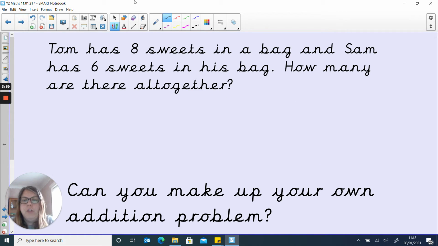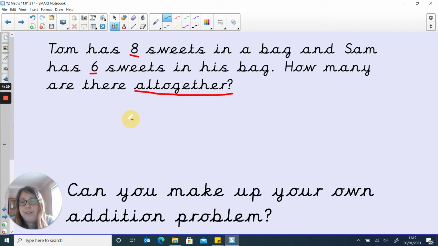Next one then. Tom has 8 sweets in a bag, and Sam has 6 sweets in his bag. How many are there altogether? Again, it's that word altogether, isn't it? If I underline that, it means we need to work it out all together, bringing both numbers together. So our number is 8 and our other number is 6, because they're the main things we need from the problem. Look at all those words, when actually we need to work out what the numbers are and what the problem is actually asking us to do.